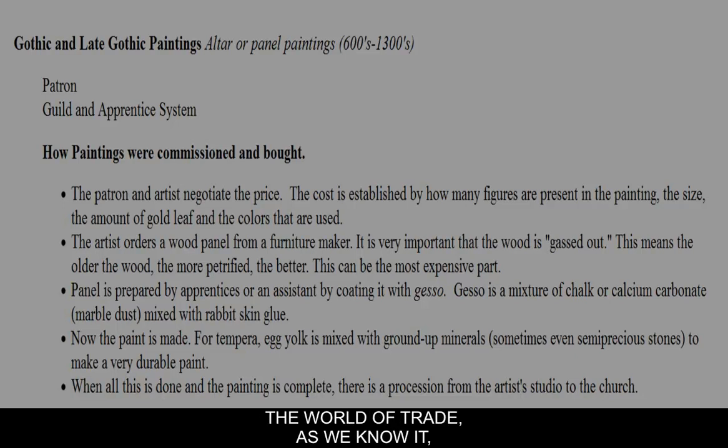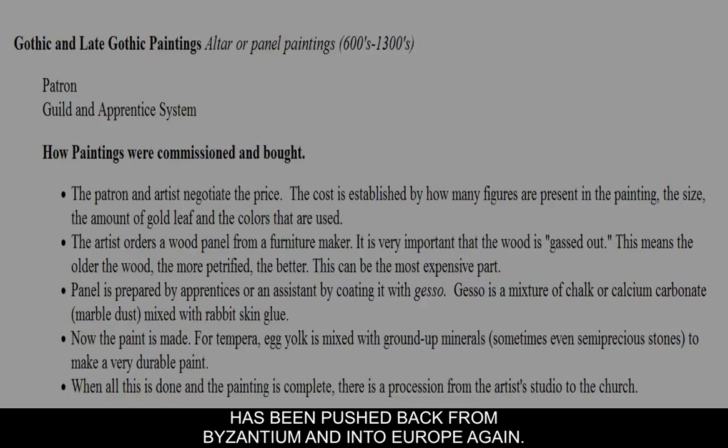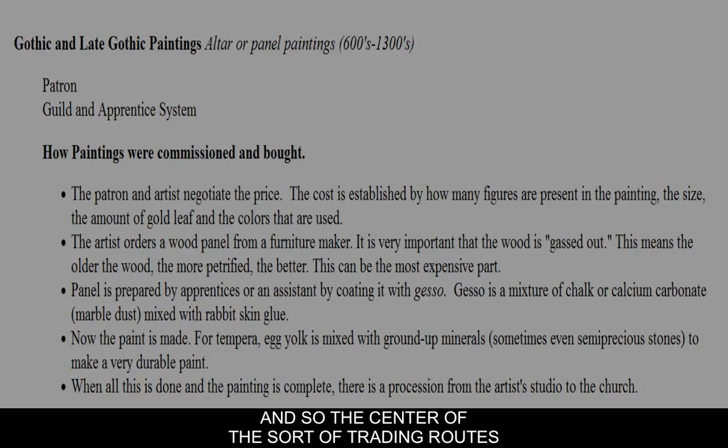And so the first thing that you need to know is that the world of trade as we know it has been pushed back from Byzantium and into Europe again. And so the center of the trading routes in Europe would be Italy. A lot of trade is going through Italy, and you have the rise of a class of people who are fairly wealthy, who are almost commodities exchangers.